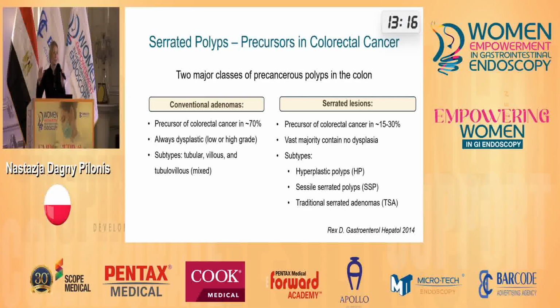So it means that 30% of all colorectal cancers that we will diagnose in our clinical practice actually grow not from adenoma, but from serrated lesions. The majority of them don't have dysplasia, but they are premalignant lesions. They are divided into hyperplastic polyps, sessile serrated polyps, and traditional serrated adenomas, and I will talk about them in detail very soon.